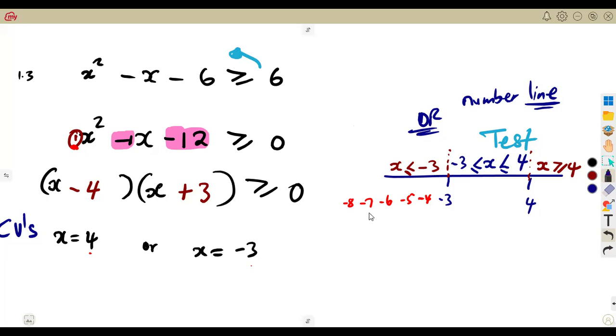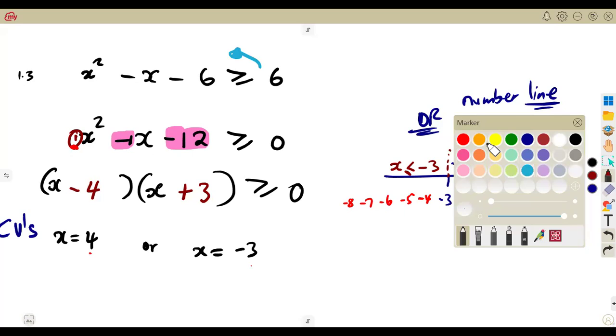Any number of your choice that is less than -3. Any number. You test that number in the inequality and see if you substitute, and in any of these, you can substitute the first one, the second one, the third one, just to compare the left-hand side and the right-hand side. So in this case, I'm going to take this second stage.